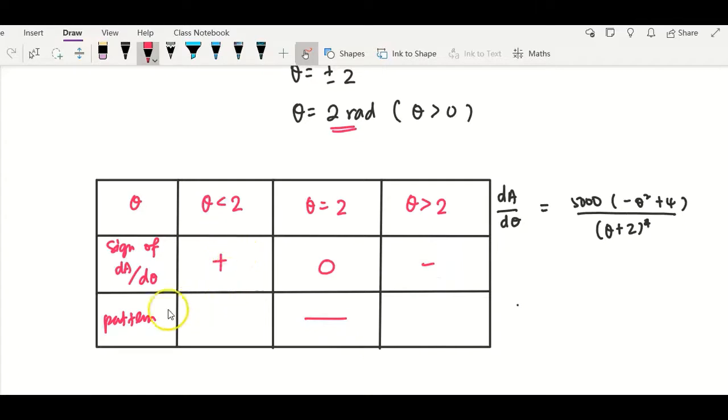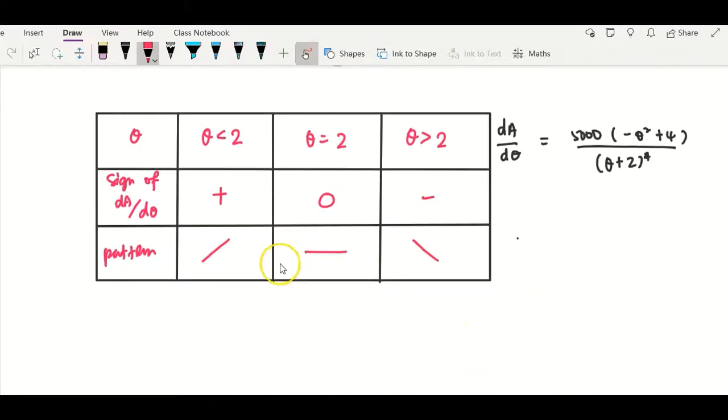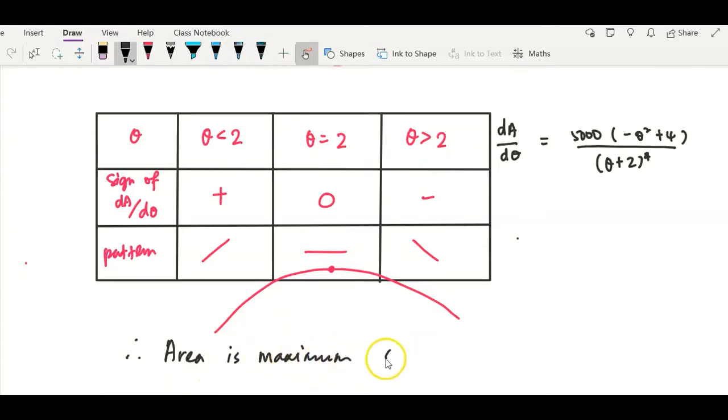From the sign of dA/d theta, you can see the pattern of A. This is increasing, this is decreasing. And we can slightly trace the graph, the curve, according to these 3 lines. We can see that at theta equals to 2, it forms the maximum. So from this result, you can make the conclusion that area is maximum when theta equals to 2 radian.